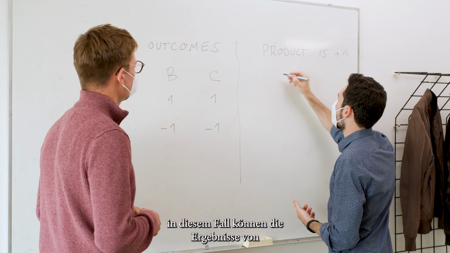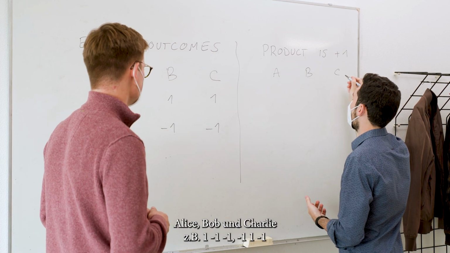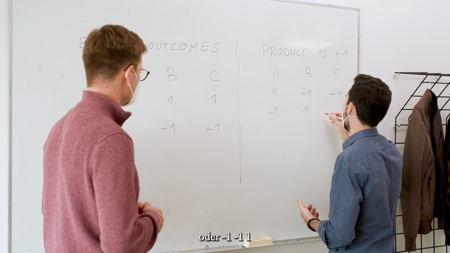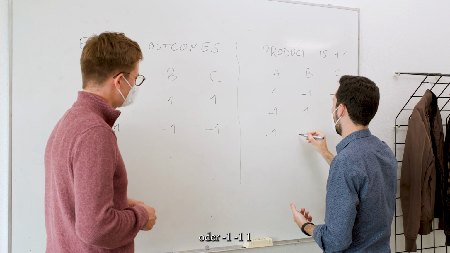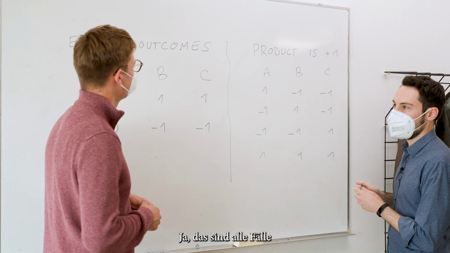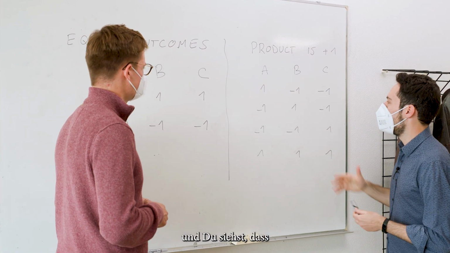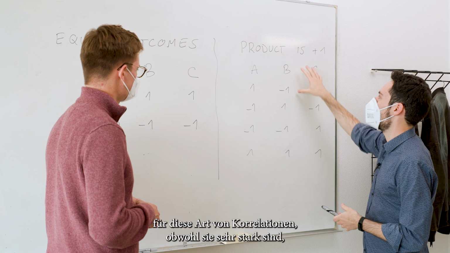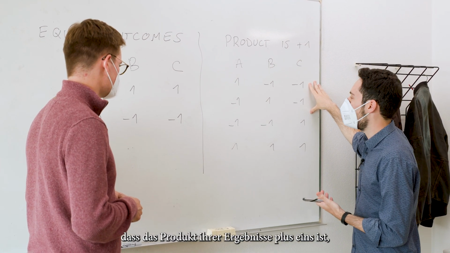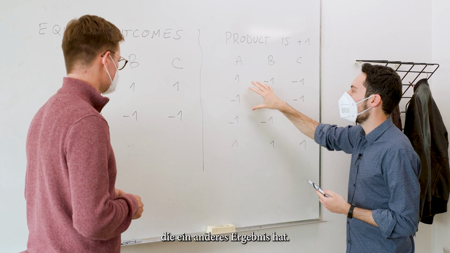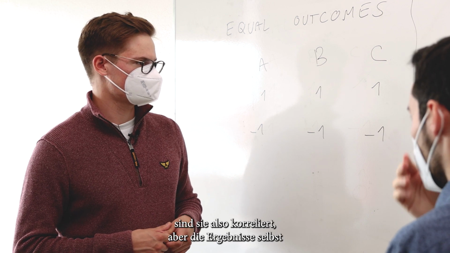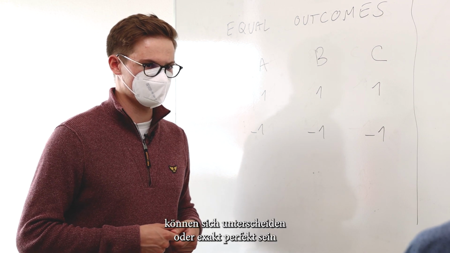Perfect, yes. But another type of correlation that exists is when, for instance, the product of the outcomes is +1. In this case, the outcomes of Alice, Bob, and Charlie can be, for instance, 1, -1, -1, or -1, 1, -1, or -1, -1, 1, or also 1, 1, 1. These are all the cases. Now, you see that for these types of correlations, although they're very strong because they always guarantee that the product of their outcomes is +1, at the same time there's always going to be a party with a different outcome. So overall, they are correlated, but the outcomes themselves may differ.